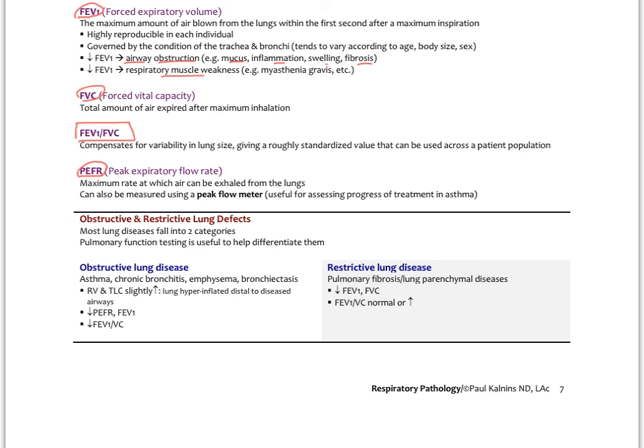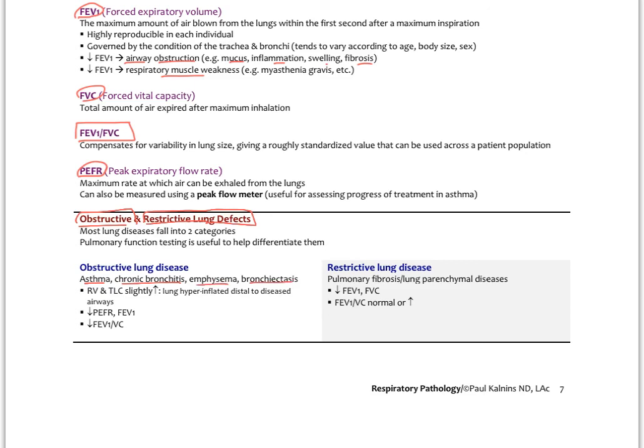Most chronic lung diseases fall into either obstructive or restrictive defects. Remember, obstructive has to do with the airways. Restrictive has to do with the lung parenchyma itself, the elasticity and so forth. And we can use pulmonary function testing to differentiate. So an obstructive lung disease would be things like asthma, chronic bronchitis, emphysema, bronchiectasis.